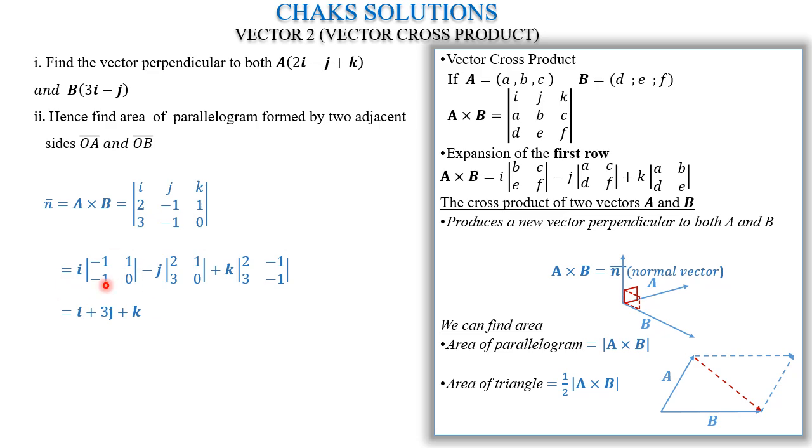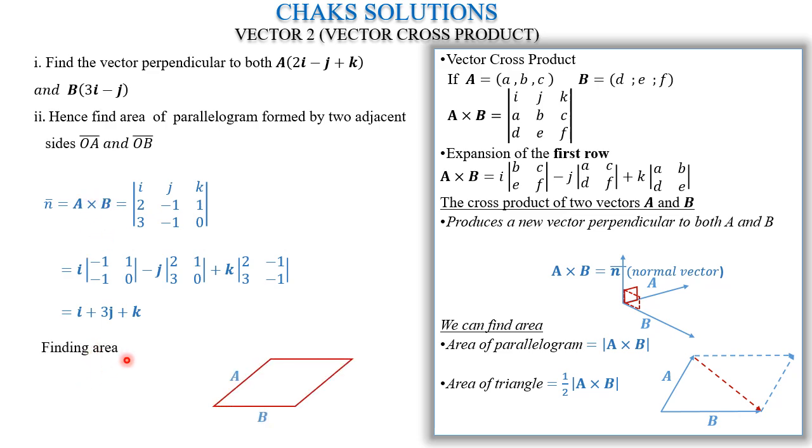So if we simplify here, we are going to have I, because the determinant here is going to be 1, so it's 1 times I. Then for the second one here, the determinant is going to be minus 3 times minus J here. This will give us 3J. Then for the last one here, the determinant is also going to be 1, and you multiply with K. So that's a normal vector. This is the normal vector, or the vector that is perpendicular to both A and B here.